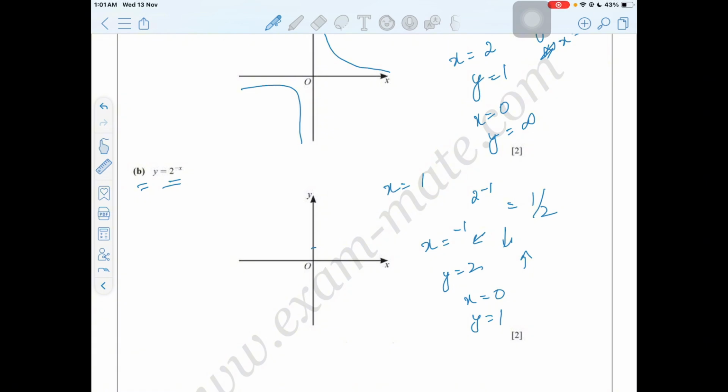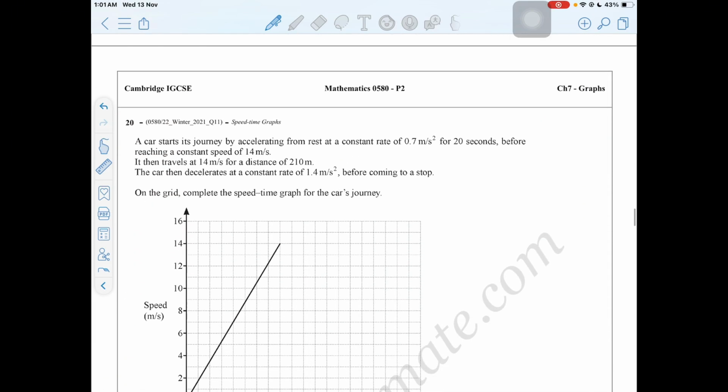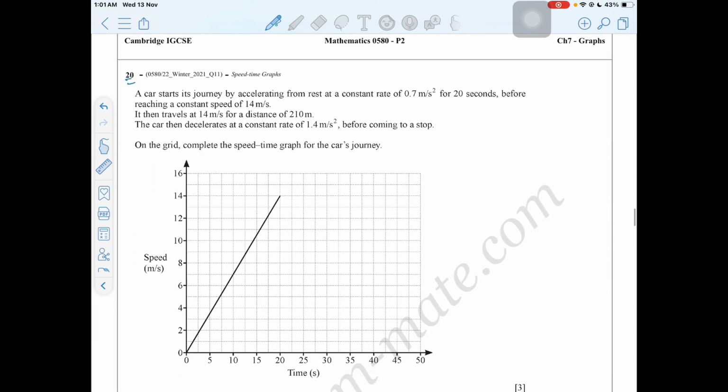Let's just suppose this is 1. And as x approaches negative values, the y value approaches infinity. So this would be something like this, right? It's a rough sketch, right? So next we have 20.